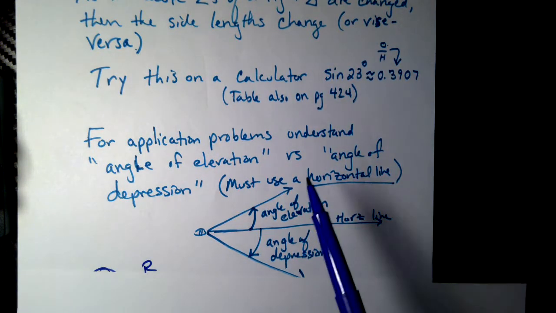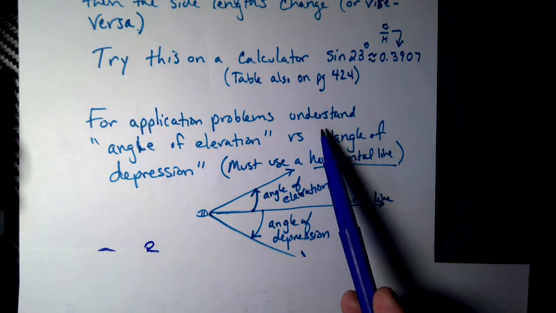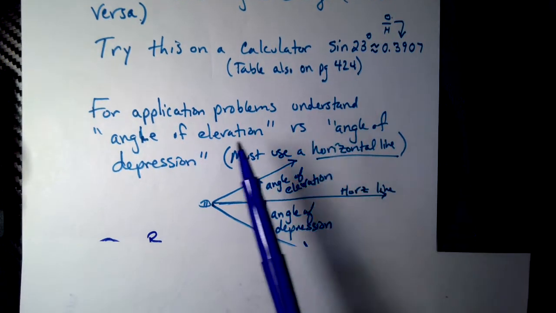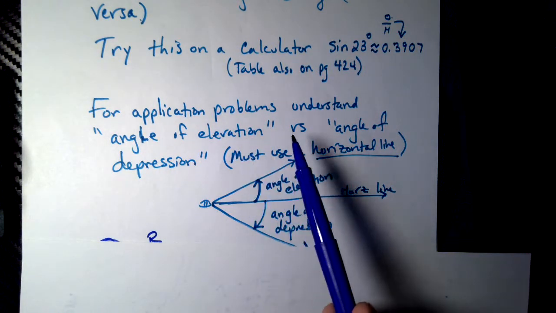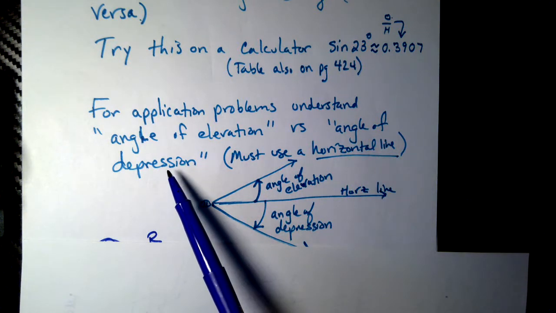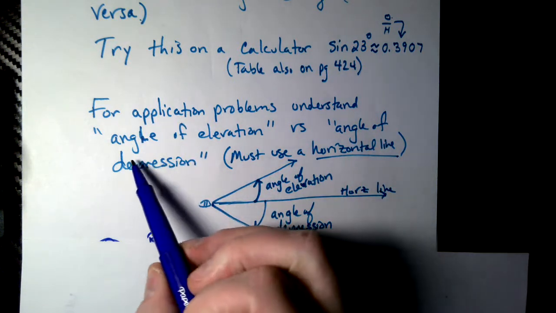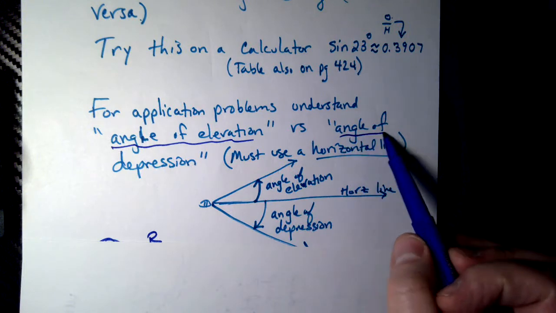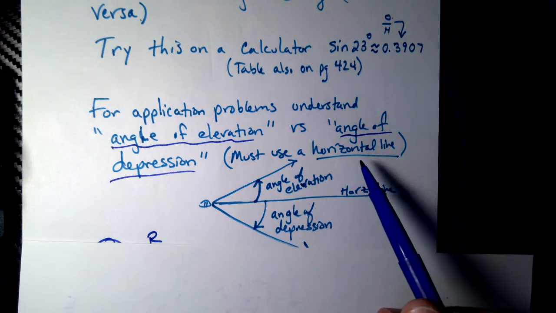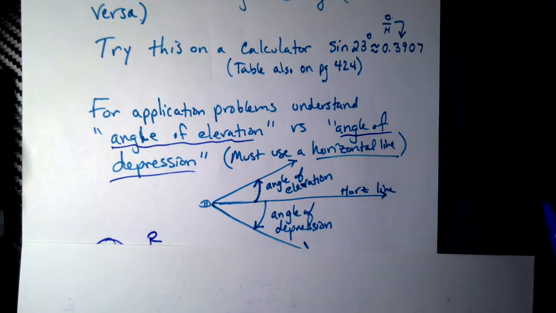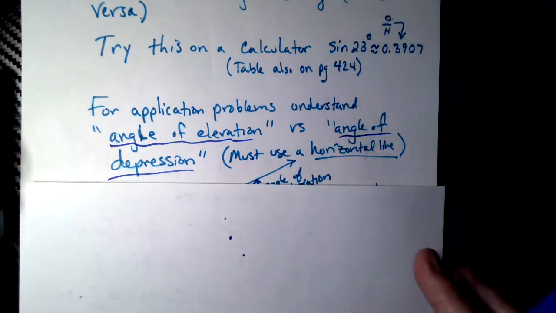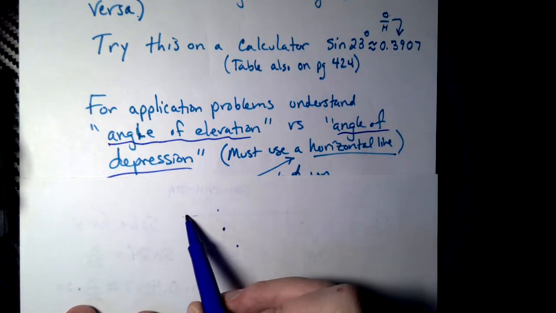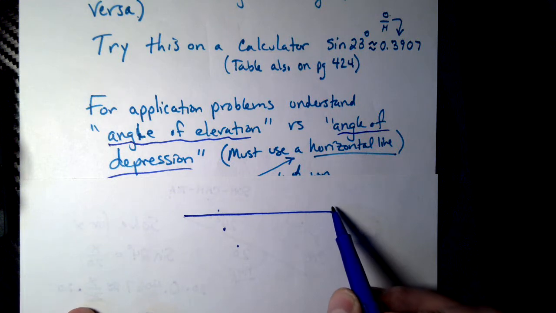For application problems, we need to understand two phrases: angle of elevation versus angle of depression. Angle of elevation versus angle of depression. The important part is that you have to use a horizontal line. I'll use the back of these other notes. You got to use a horizontal line going straight across.